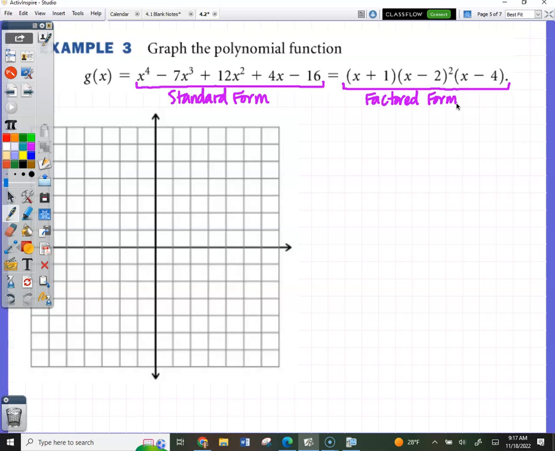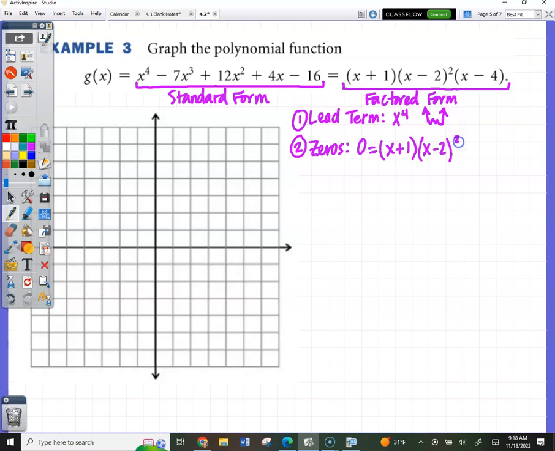All right, so I'm going to repeat the same things that we did on the last one. So what is the lead term? You can get that from the standard form. What is it? x to the fourth. Okay, so that tells me that it's an even degree, same end behavior, and it's positive, so it's both ends up, right? Now to find the zeros, it should be really easy because they also provided it to me in the factored form. I'm going to copy the factored form to right here.